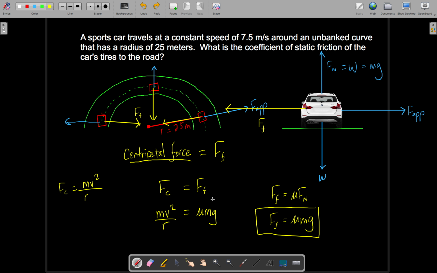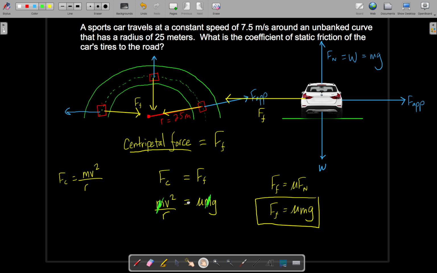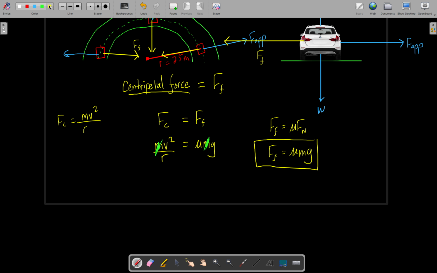Now when you look at that, you'll notice that you can actually simplify it. If you look at the masses, what happens to them? They actually cancel out algebraically. And what we just did was we simplified the equation to this. Velocity squared divided by radius equals the coefficient of friction times gravity. And what you see here now is the primary equation that is to be used whenever you're dealing with unbanked curves.